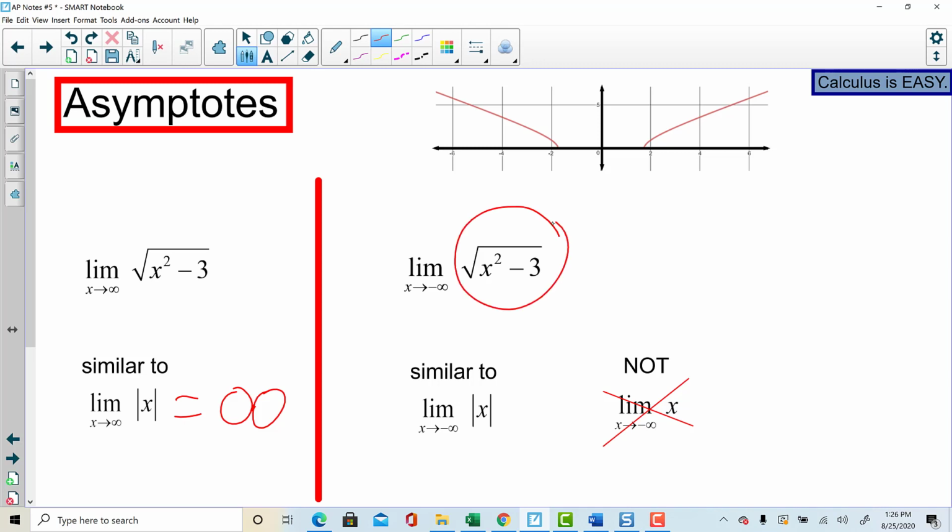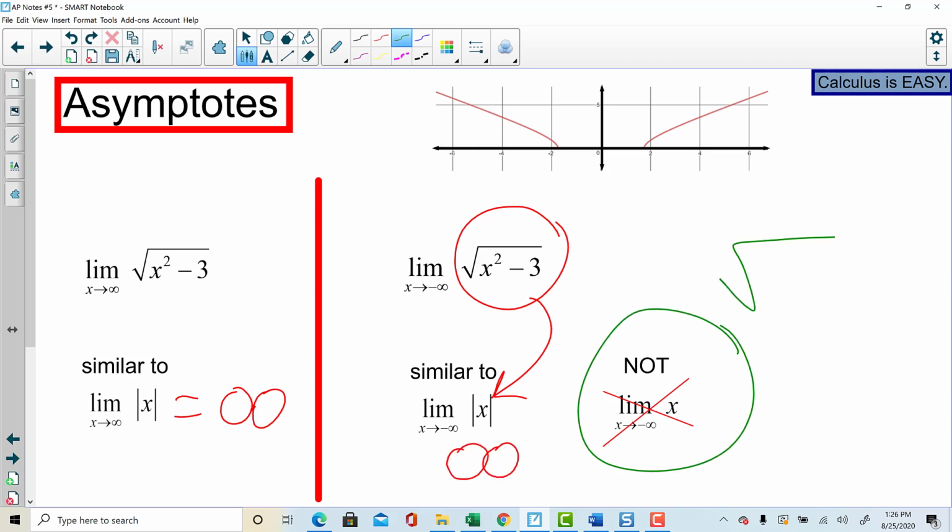Well, this is still similar to the same thing. It's just we're going to plug in a negative infinity instead of an infinity. But the absolute value is going to get rid of that negative, so you're still going to get infinity for your answer. The special note on this problem is that the square root of x squared is not the same thing as just an x.